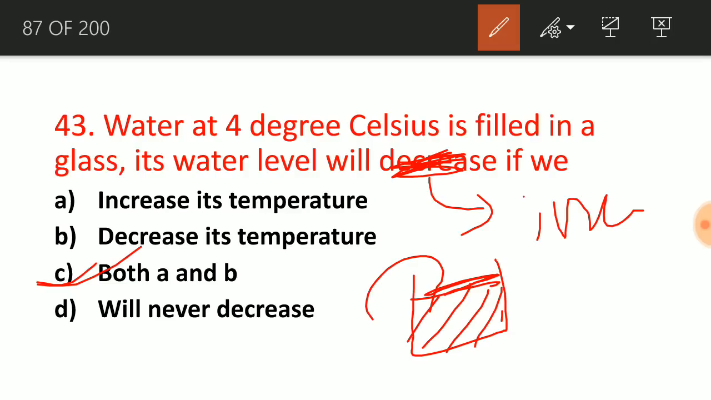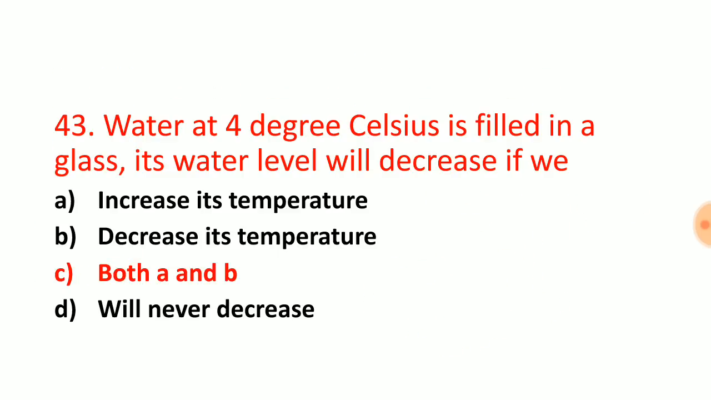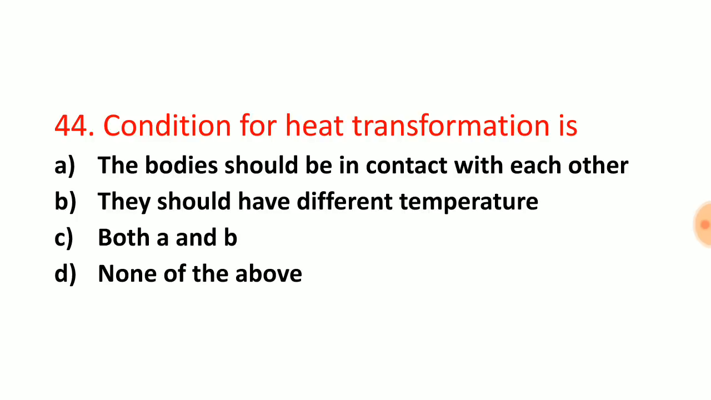When you decrease temperature, at that condition also the level increases, because at 4 degrees centigrade its volume is minimum, means it already has a minimum volume. Whatever be the case, its volume should increase because its volume is already minimum at 4 degrees centigrade. So with increase in temperature its volume increases, with decrease in temperature also its volume increases. We need to correct this answer. Its water level will increase in both cases. Option choice C.